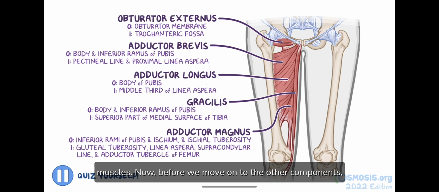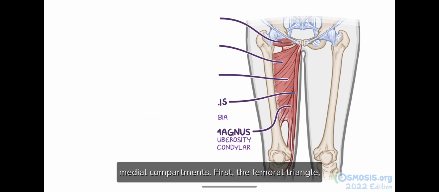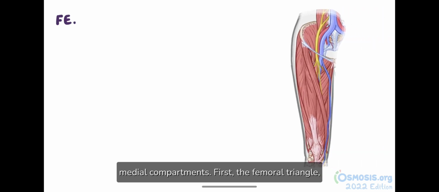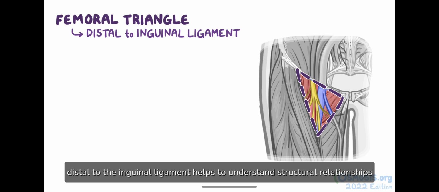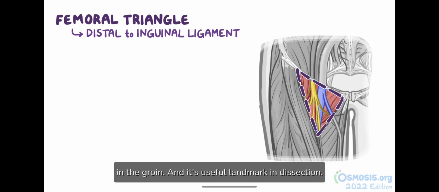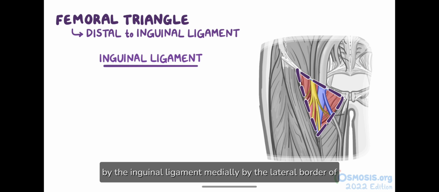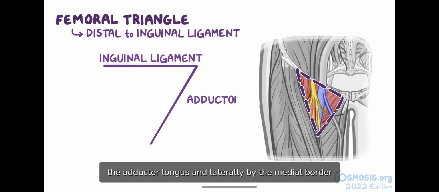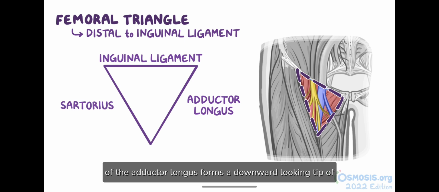Now, before we move on to the other components, let's talk a bit about the particularities of the anterior and medial compartments. First, the femoral triangle, distal to the inguinal ligament, helps to understand structural relationships in the groin, and it's a useful landmark in dissection. It's bounded superiorly, where the base of the triangle is, by the inguinal ligament, medially by the lateral border of the adductor longus, and laterally by the medial border of the sartorius, whose medial border, together with the lateral border of the adductor longus, forms the downward-looking tip of the femoral triangle.